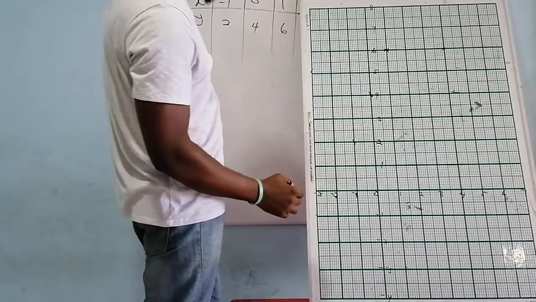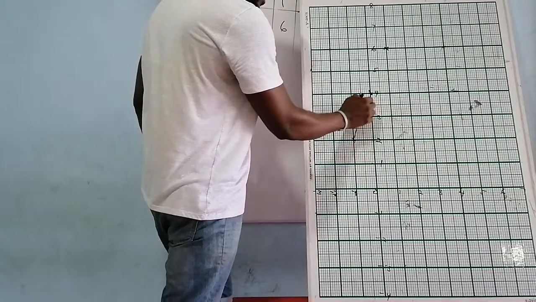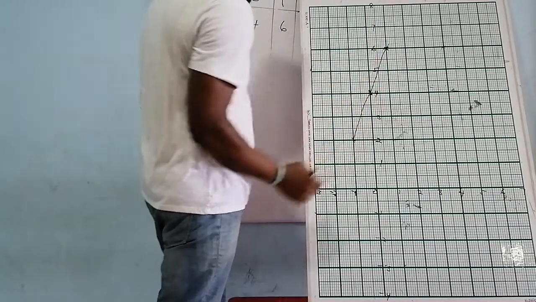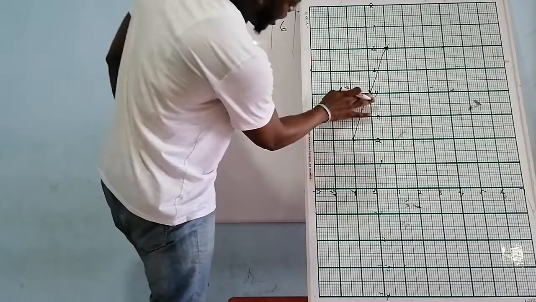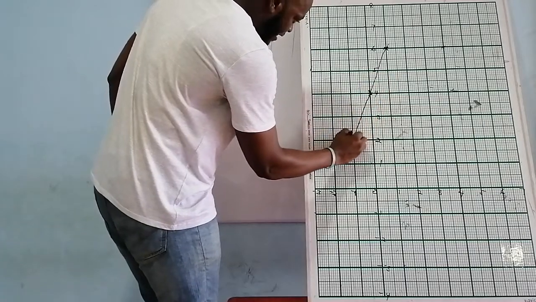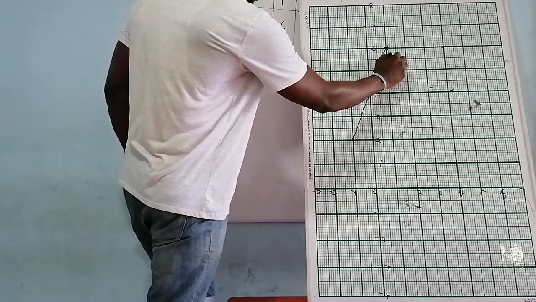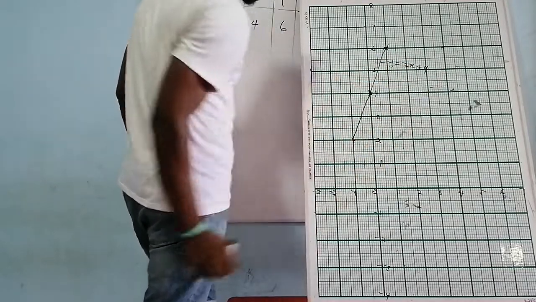So I try joining these points. I draw a straight line through them from here to here and then through this end. Alright, so I have my straight line here. You should use a ruler so that you have a very straight line, unlike mine, where I'm using my free hand. So this is the line that represents the equation y equals 2x plus 4.